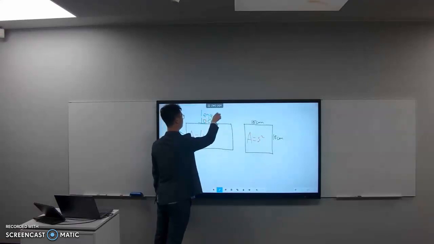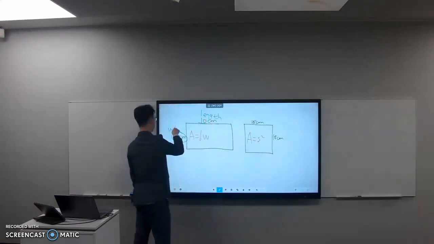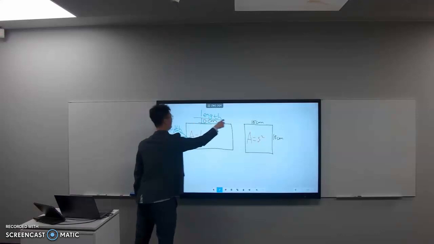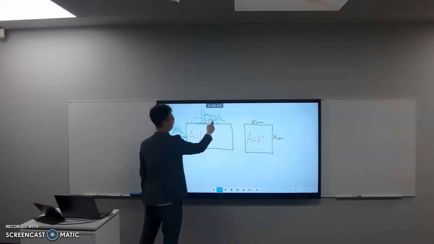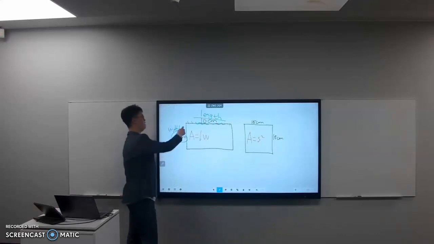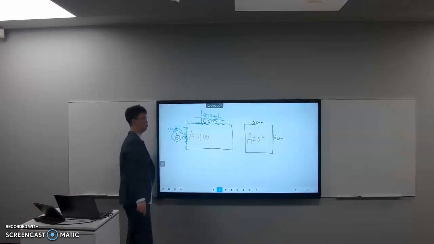Length times width. The length is the longer side of the rectangle, and the width is the shorter side of the rectangle. The product of them gives the area.